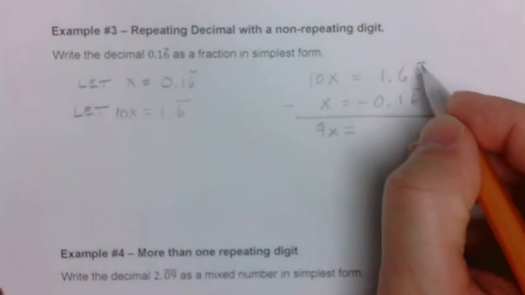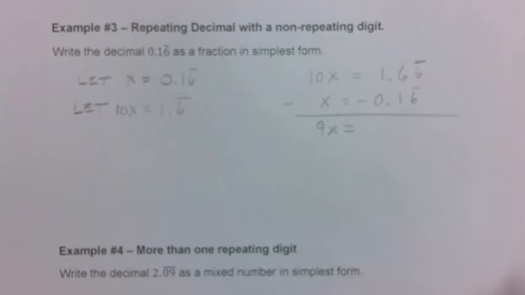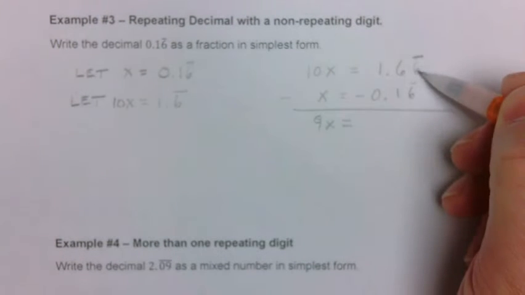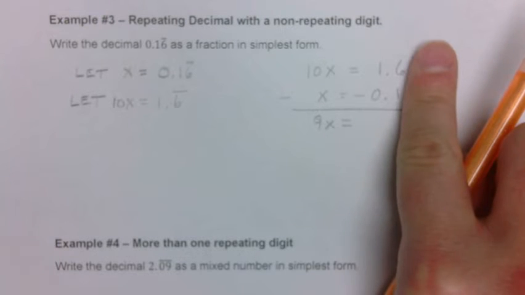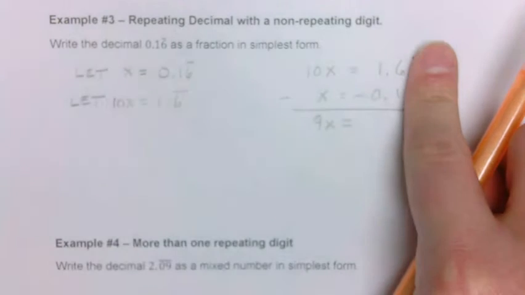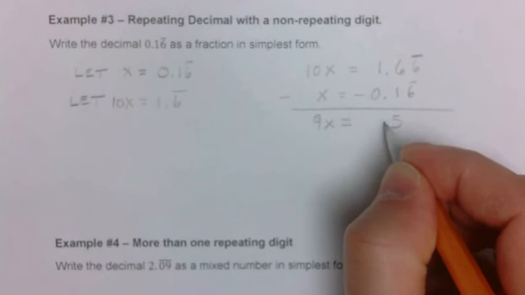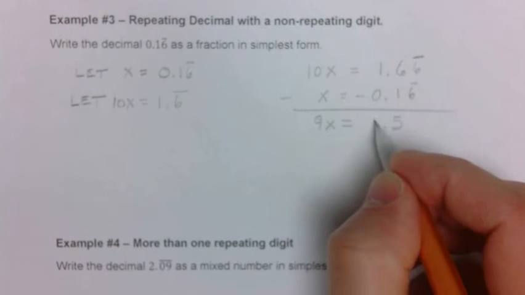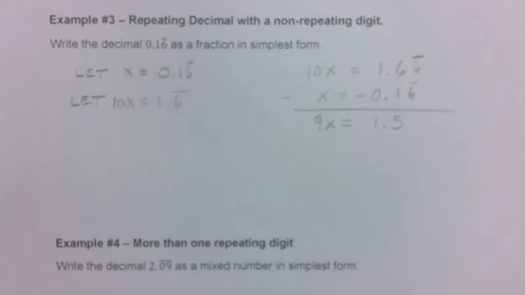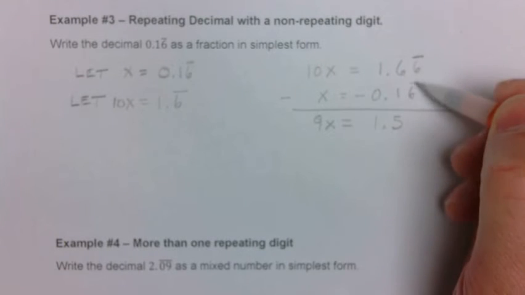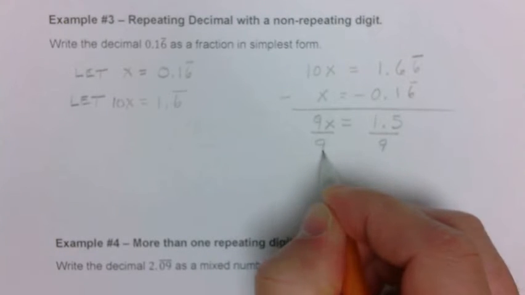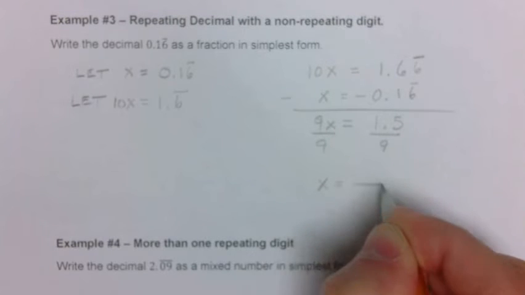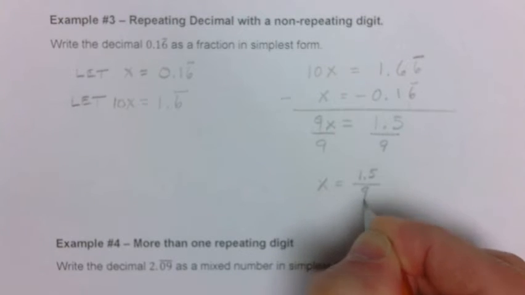And now here's where my 6 is repeating. If I do my subtraction, this repeated 6 and this repeated 6 are going to make 0 when you subtract. So really, I'm going to do 6 minus 1, which is 5. Bring down the decimal point, and 1 minus 0, which is 1. 9x is equal to 1.5. Again, these repeated 6's make 0 when we subtract. Now I have to get x all by itself, so I'm going to divide each side by 9. And x is equal to the fraction 1.5 over 9.